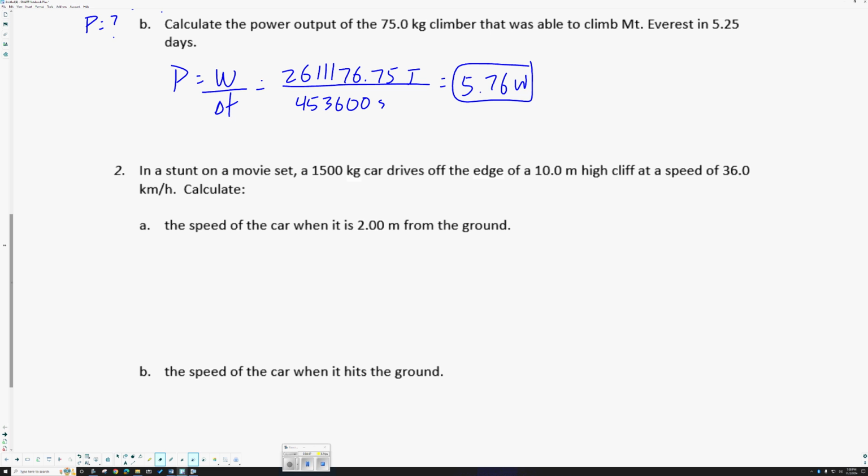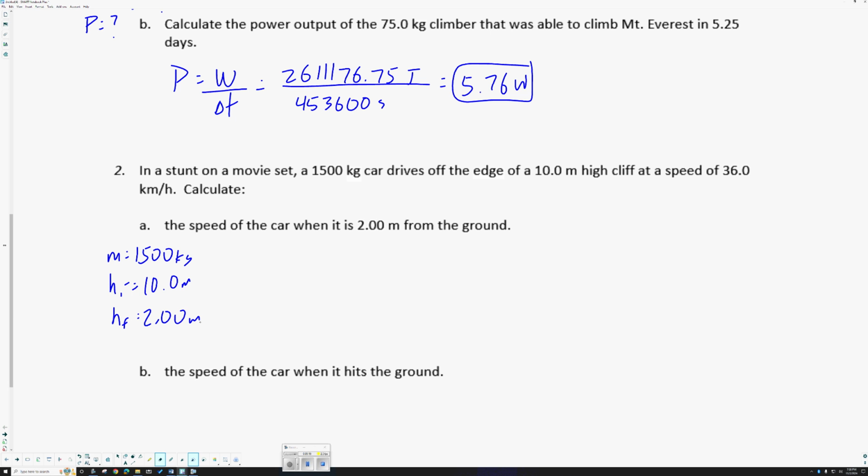2. In a stunt on a movie set, a 1,500 kilogram car drives off the edge of a 10-meter high cliff. Don't know what direction? Doesn't matter, because we're only looking for the speed of the car, not the direction, when it's 2 meters from the ground, and then when it hits the ground. So our givens again, my mass is 1,500 kilograms. My initial height is 10.0 meters. And in question A, my final height is 2.00 meters.